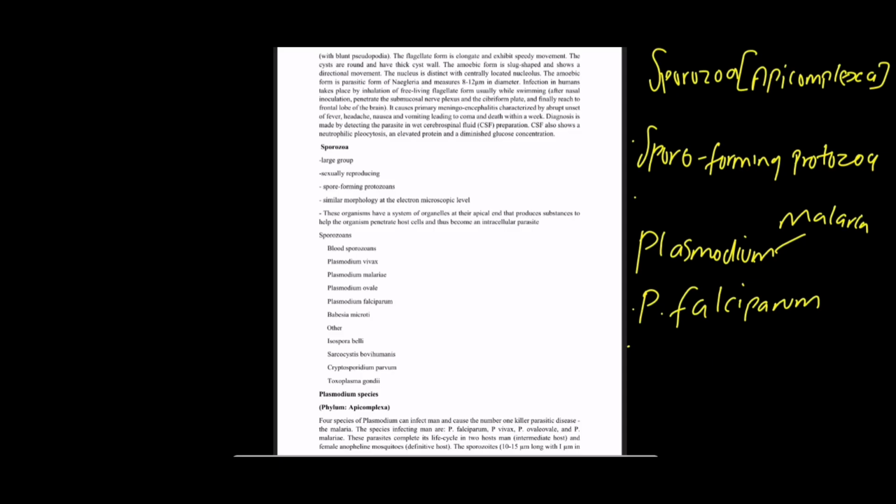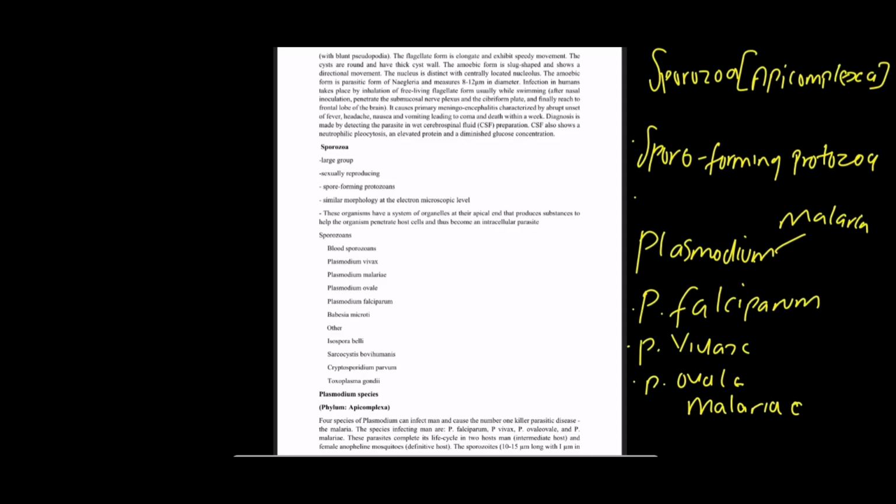But we have the non-complicated and complicated malaria, and P. falciparum is mostly responsible for the complicated one. Then we have other species of the Plasmodium. We have the Plasmodium vivax, the Plasmodium ovale, and the Plasmodium malariae. Yes, we have the vivax, ovale, falciparum, and malariae. These are the species of Plasmodium. And I said that the Plasmodium are responsible for causing malaria, right?